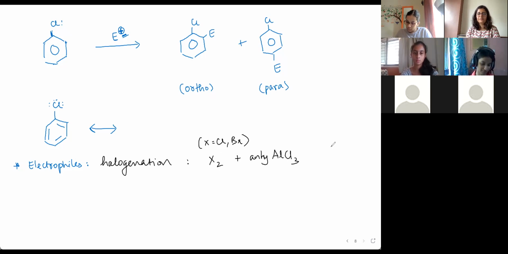Okay, so this will give you the electrophile, which is X plus. So this is the electrophile. So this is the reagent that we use.